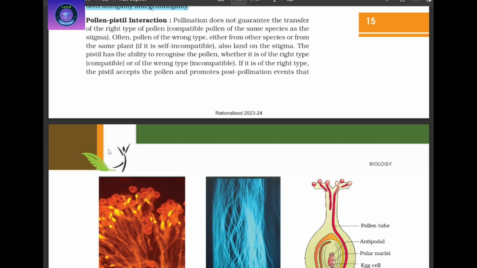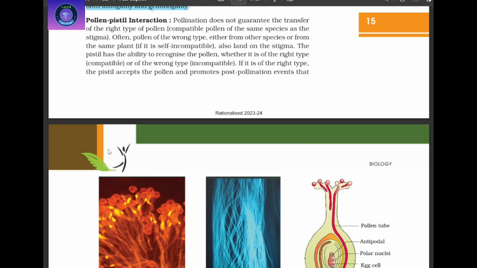Clear? Done. What will be the third one? The third step is that the pollen tube continues growing through the stigma and style until it reaches the ovary. Clear? The pollen tube will now elongate until it reaches the ovary.